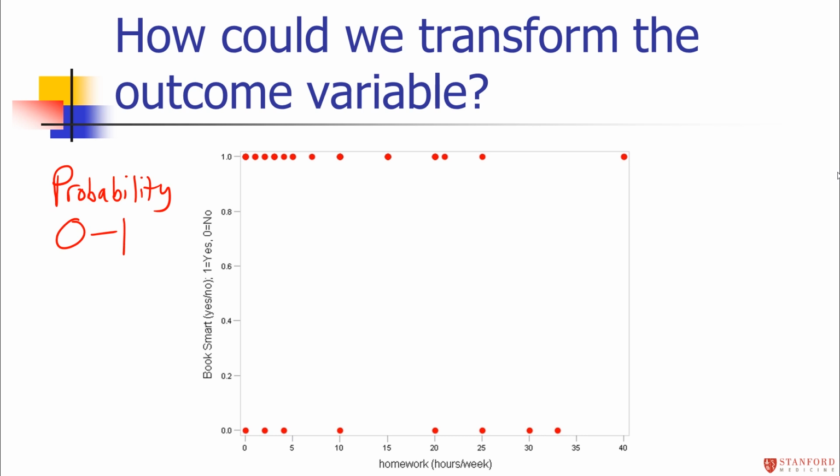To get a probability, I'm going to have to look at more than one person. I'm going to have to look at a group of people. So what if I arbitrarily picked, say, the 10 people with the lowest amount of homework time per week? Notice that some of these little red dots represent more than one person, because a lot of people had tied values. They selected the same number of homework hours and they also called themselves book smart, for example. So each of these dots may represent more than one person. Imagine that this box represents 10 people.